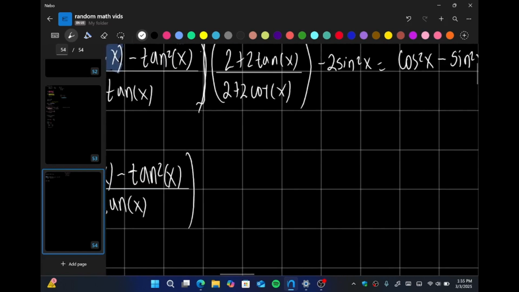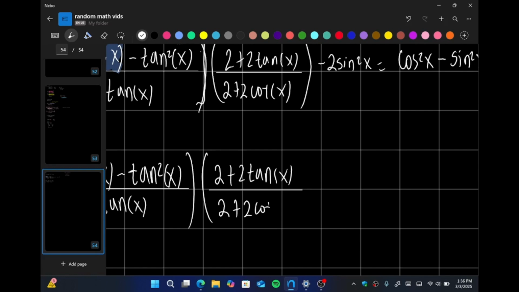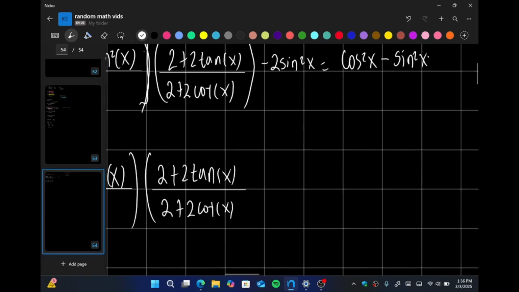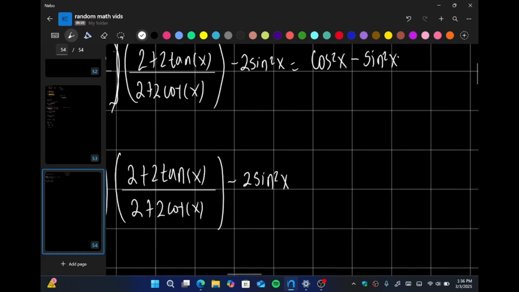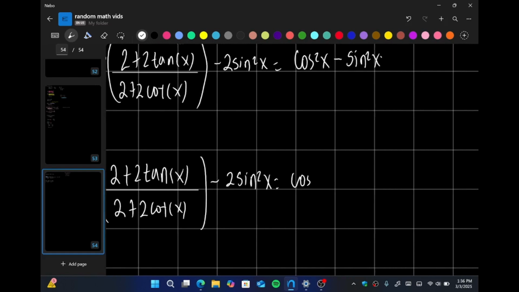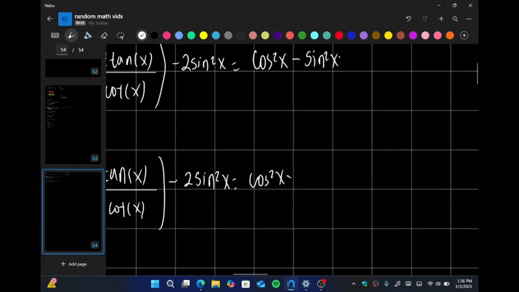So this is a lot of writing, guys, I know, and I apologize. This is kind of a long problem, kind of like the last one that I did. It is difficult. So, this is equal to cosine squared x minus sine squared x. Okay.